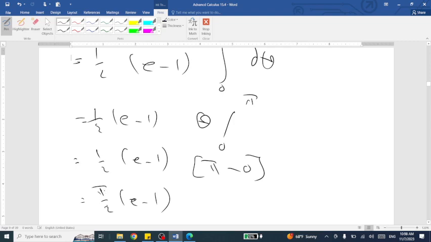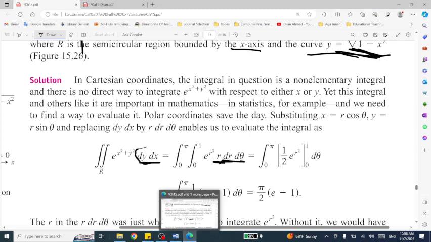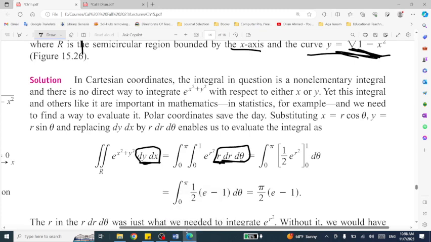The r goes in there, clearly. dx dy becomes r dr d theta. Not d theta dr without the r. It is r dr d theta. If dx dy is there, it becomes r dr d theta.